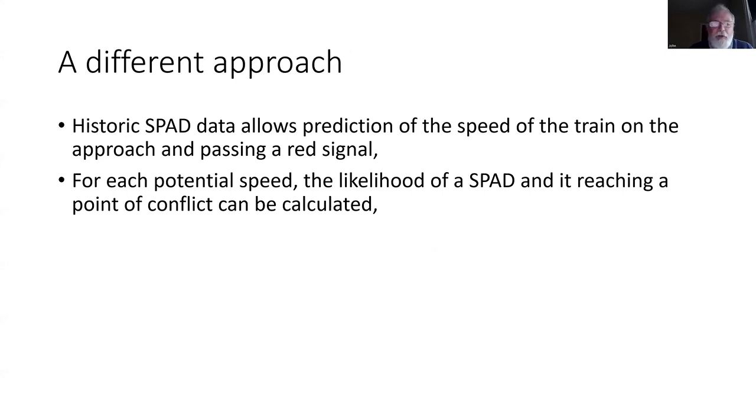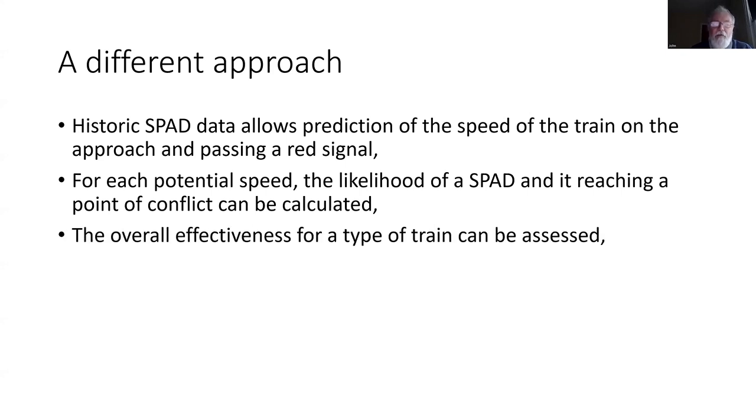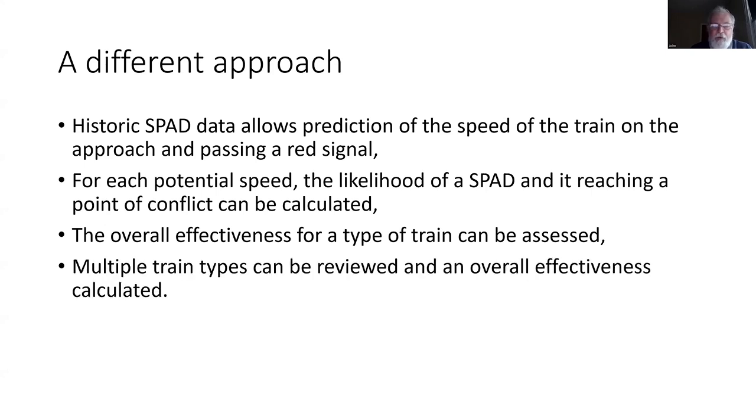So working with RSSB, Network Rail decided to try a different approach. Could they use historic SPAD data to predict the speed of the train on the approach to a red signal and passing it, if it was going to pass it? So for each potential speed, the likelihood of a SPAD and it reaching the point of that conflict could then be calculated. And that would enable the overall effectiveness of the TPWS for a particular type of train to be assessed. And if you had multiple types of trains, they could all be reviewed individually and then an overall effectiveness calculated based on the train service.